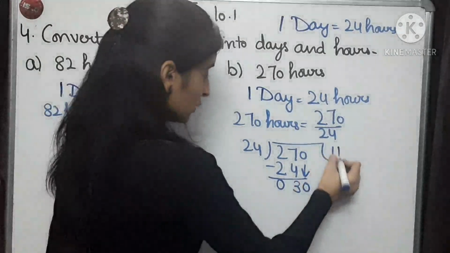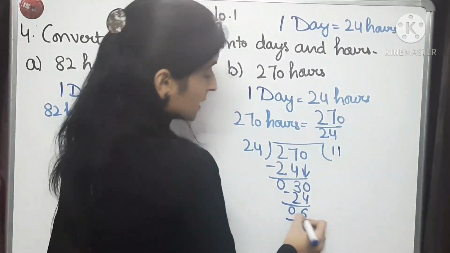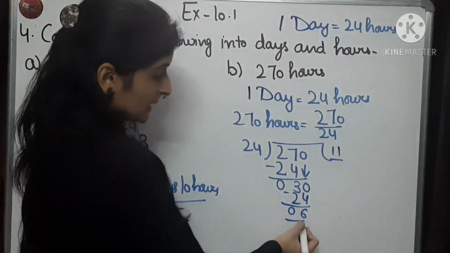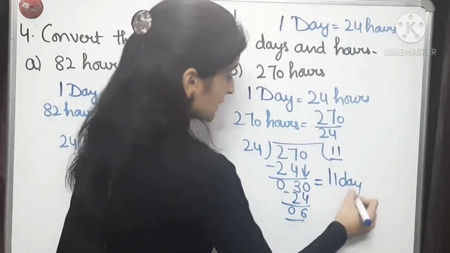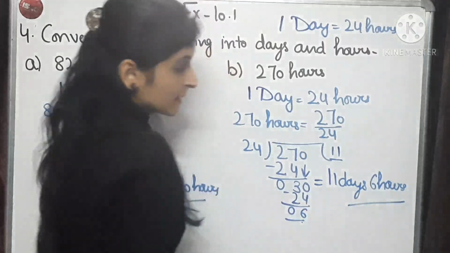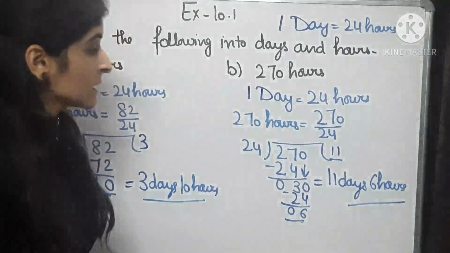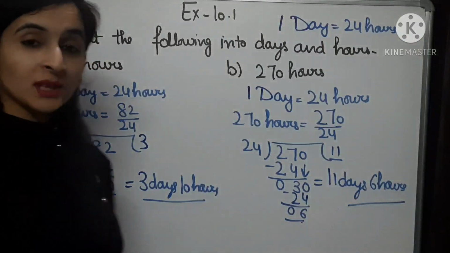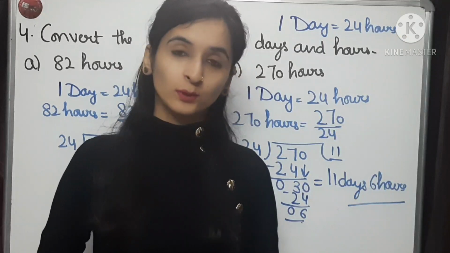So again it will go on 1. 10 minus 4 is 6. Now the quotient is 11 and remainder is 6. So it means the answer will be 11 days and 6 hours. Right? 11 days and 6 hours. Okay. So this is the way to solve question number 4. Again, 2 parts you have to try to do yourself.